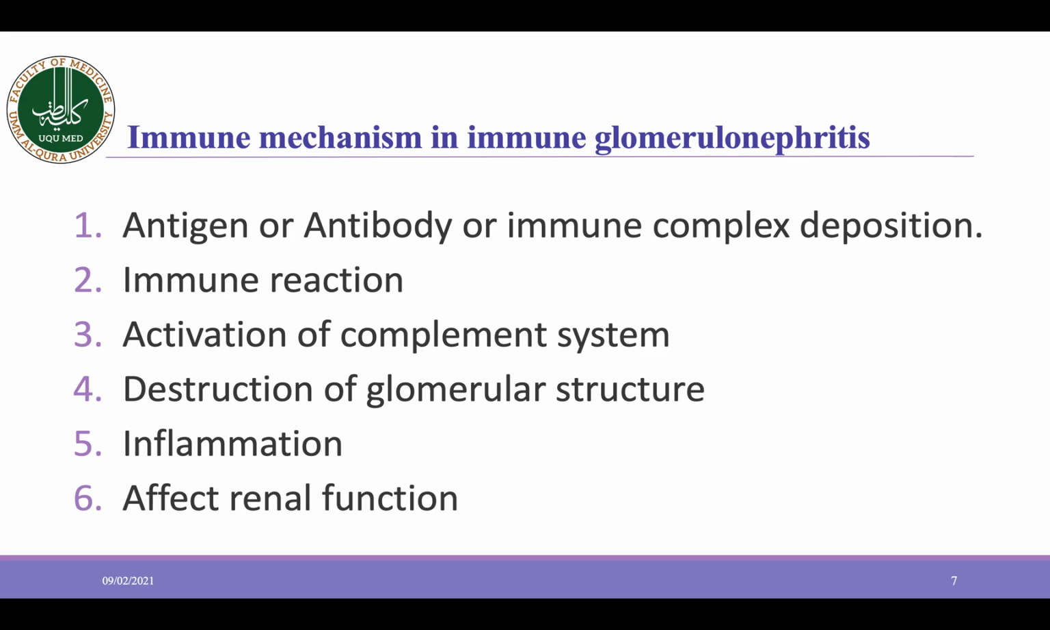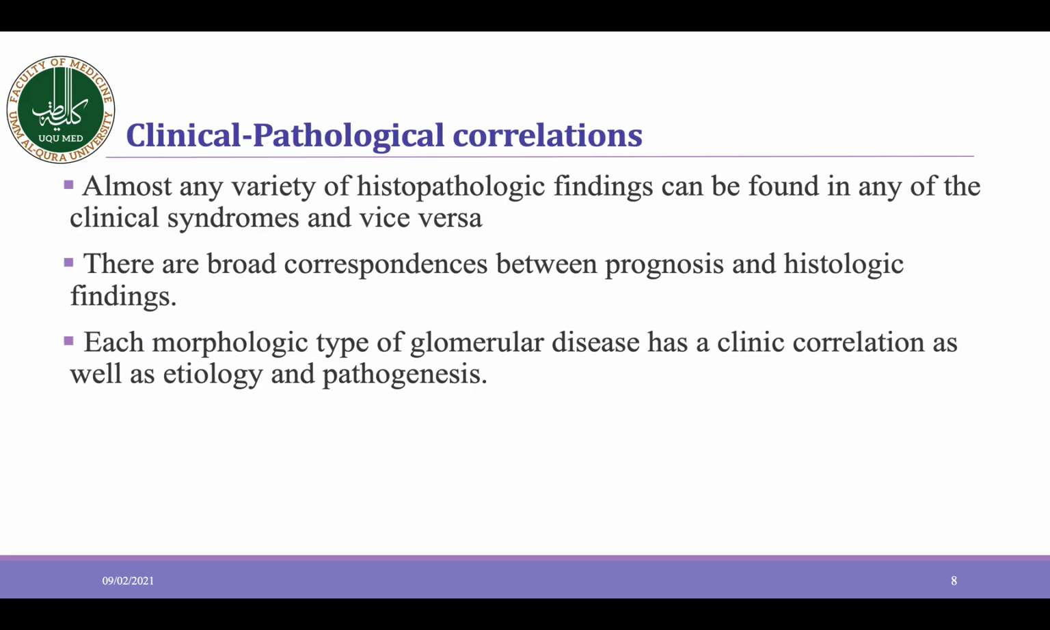So if there is antigen antibody complex deposition, this is the first step. This will elicit an immune reaction with possibly activation of the complement system. This will result in some sort of destruction and following inflammation, with further destruction of the glomerulus. The end result is impairment of the renal function that might result in one of the clinical syndromes we mentioned. The ones that we are interested in now are nephrotic syndrome and nephritic syndrome.